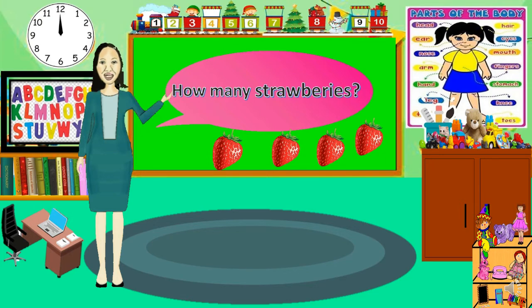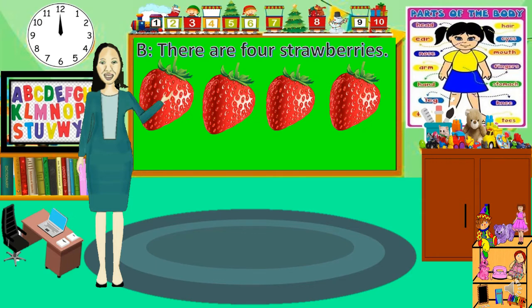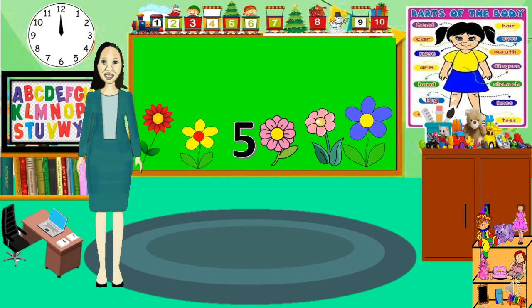Go! 1, 2, 3, 4. How many strawberries? There are 4 strawberries. 1, 2, 3, 4. There are 4 strawberries. Now let's go here. These are flowers. Can you see the flowers?